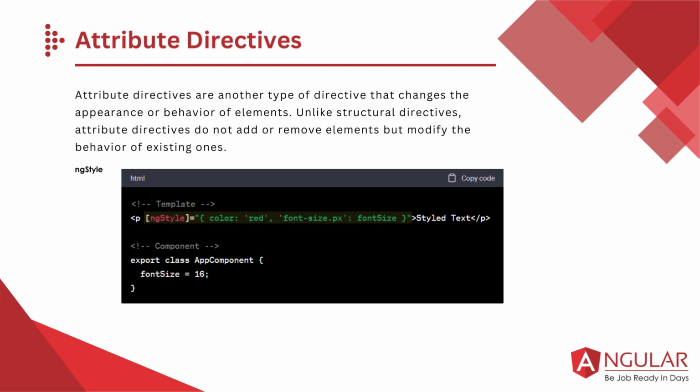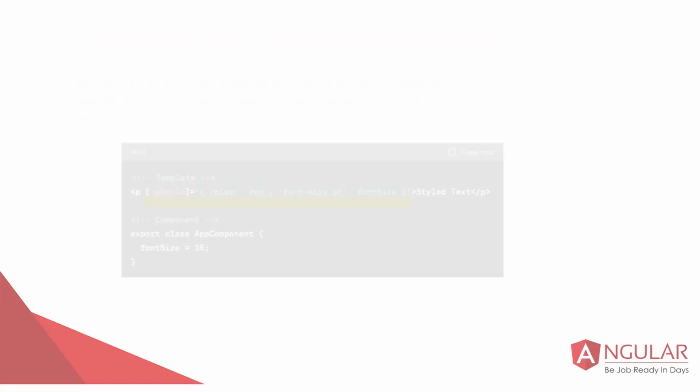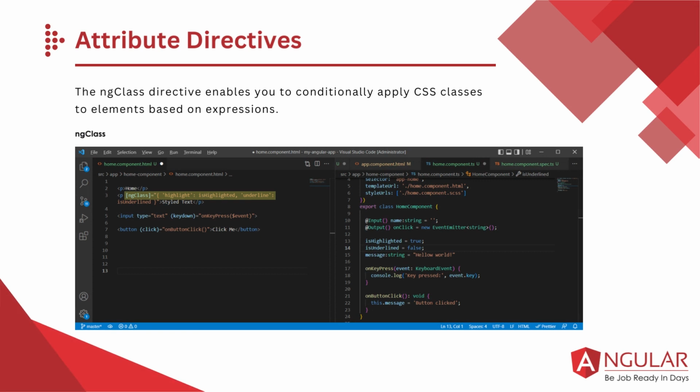Commonly used attribute directives. ngStyle. The ngStyle directive allows you to dynamically apply inline CSS styles to elements based on expressions in your component. ngClass. The ngClass directive enables you to conditionally apply CSS classes to elements based on expressions.